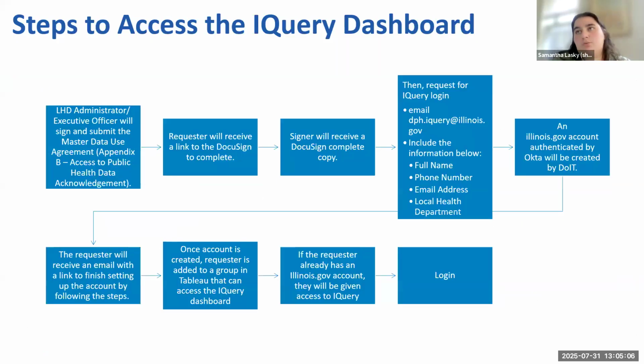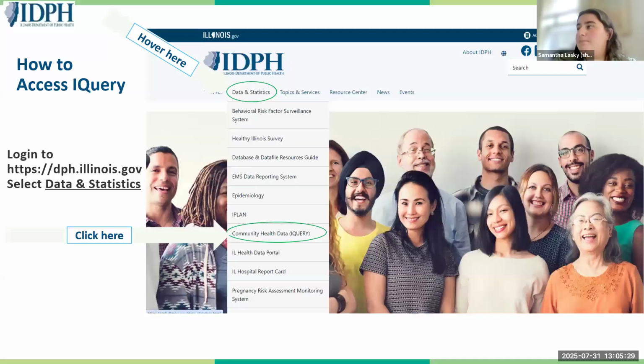This is a really long step, but the shortened version is that once the data agreement is signed, you can request a login to iQuery. Once that account is created, you will be able to access the iQuery dashboard, which has a bunch of new information. It's very exciting. We're excited to share that today, and as a reminder for folks who maybe don't have access to iQuery at this point.